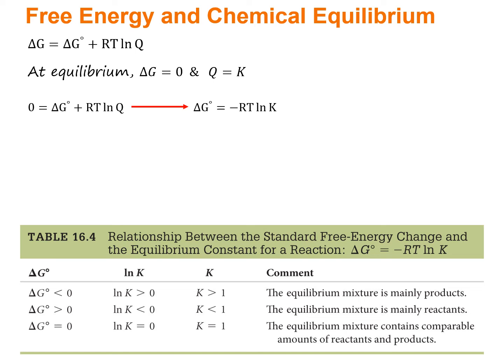Just to see how that relates to what we know: when delta G naught is less than 0, as you see in the chart, K is much greater than 1, and our equilibrium mixture is going to favor the products. When delta G naught is much greater than 0, K is less than 1, and the equilibrium mixture is going to be mostly reactants. And if delta G naught equals 0, then K equals 1, and we just have a fair mixture of both reactants and products present.